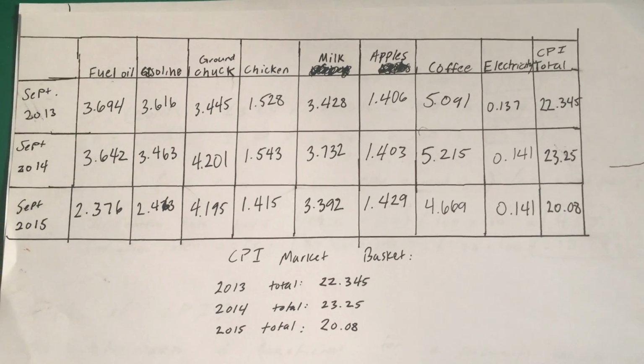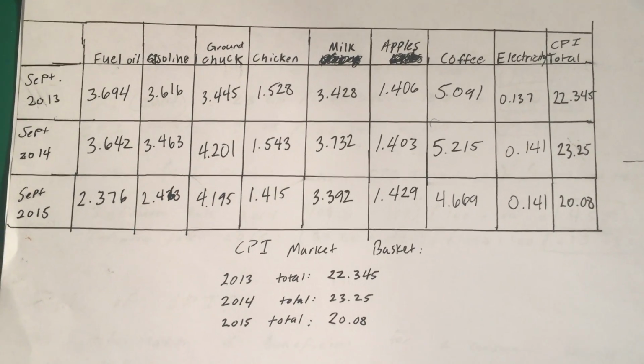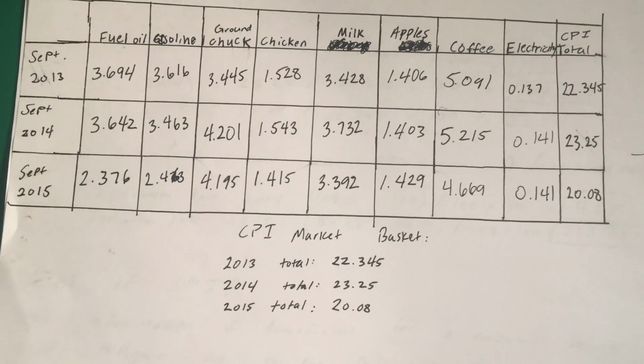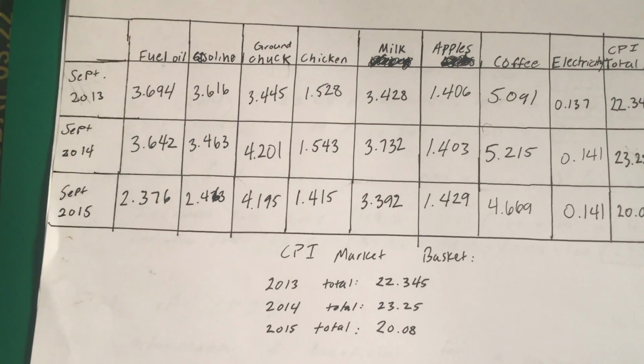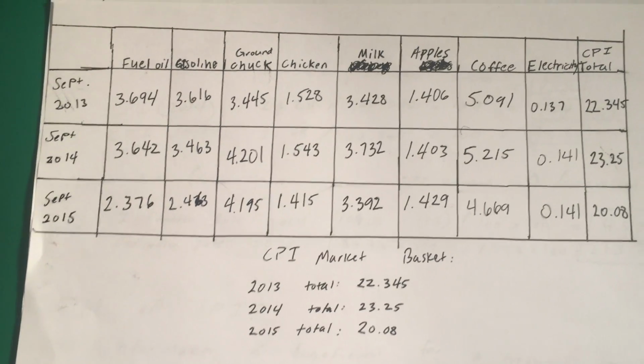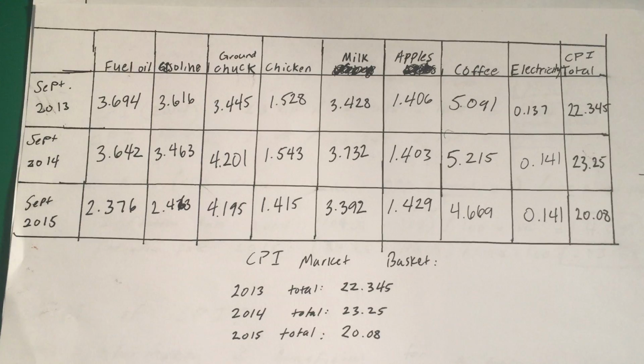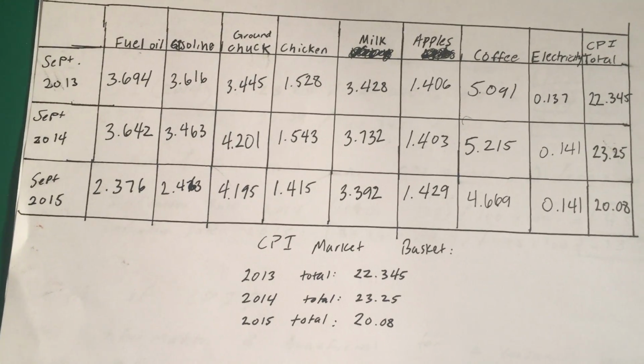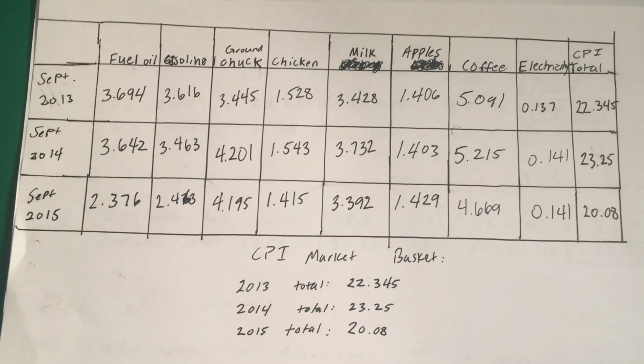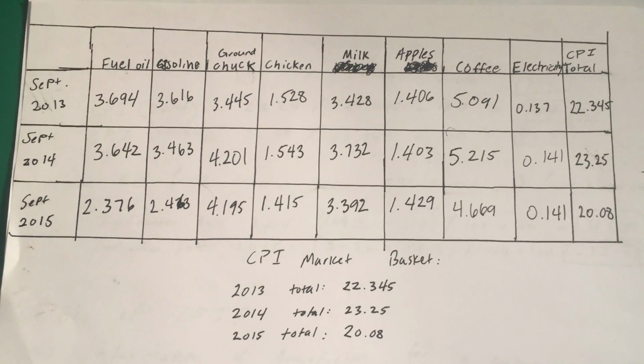Hi, my name is Matthew Hernandez, and today I will be going over CPI and inflation rates for 8 products that I have selected, which are fuel oil, gasoline, ground chuck meat, chicken, milk, apples, coffee, and electricity, all within a span of 2 years from 2013 to 2015 within the month of September.